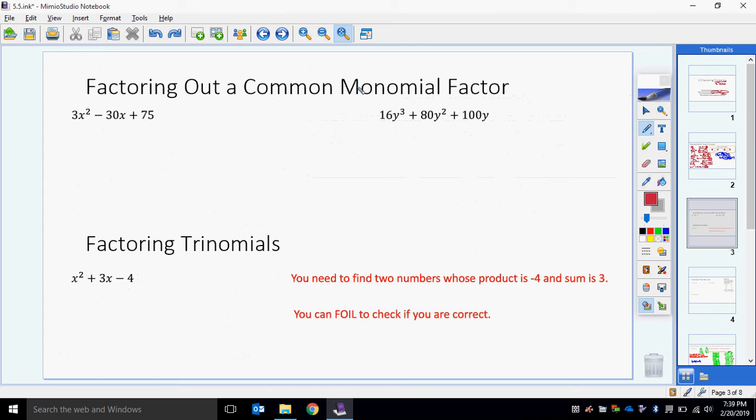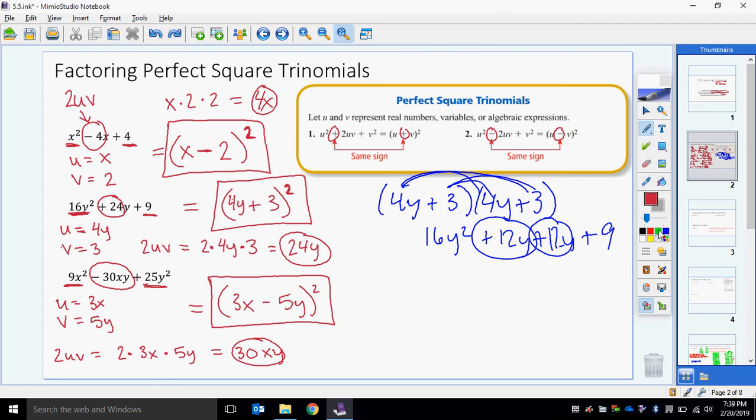Sometimes you might have to factor out a common monomial factor before you can do anything. So I should have been, in all 3 of these examples, looking to see if I could take anything out of all 3. I can't take out an x, and I can't take out a 4. There's no 4 here, and there's no x here, so I can't factor out anything in the first one.